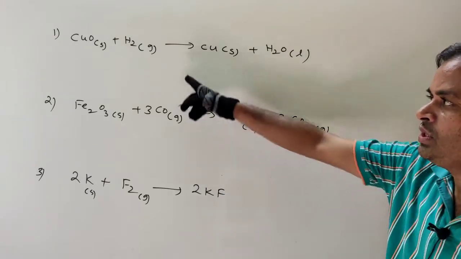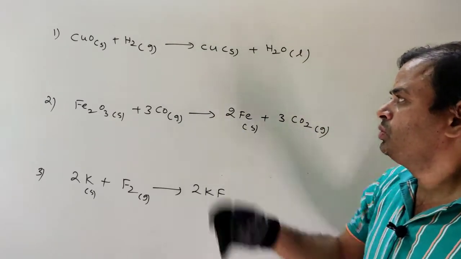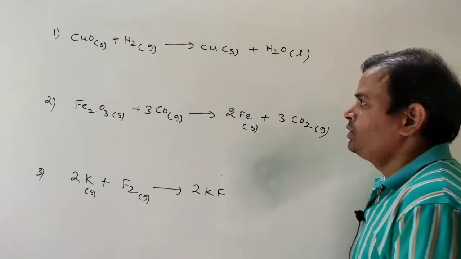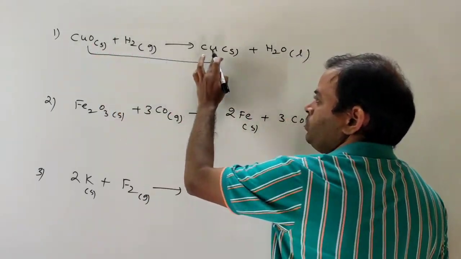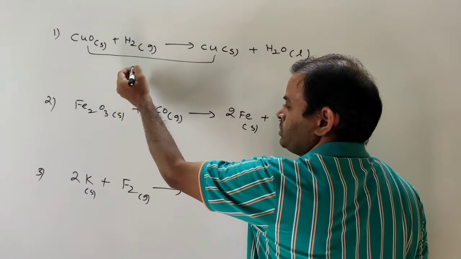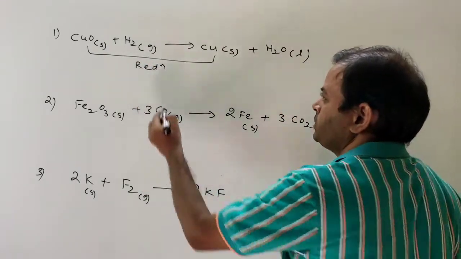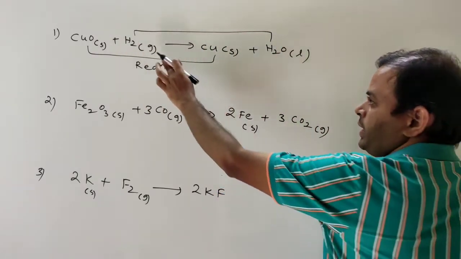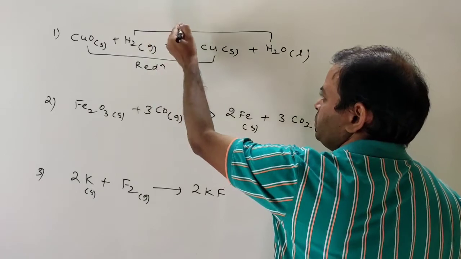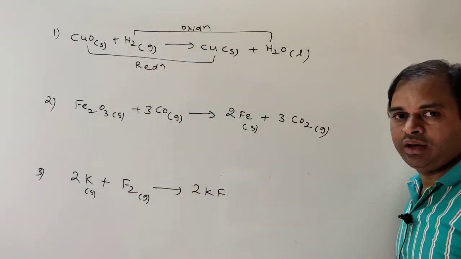Now this reaction we have already discussed, CuO conversion to Cu. Here oxygen is removed from CuO, so removal of oxygen is reduction. Next, H2 to H2O. Here oxygen is added to H2, so this is an oxidation reaction and the other one is a reduction reaction.